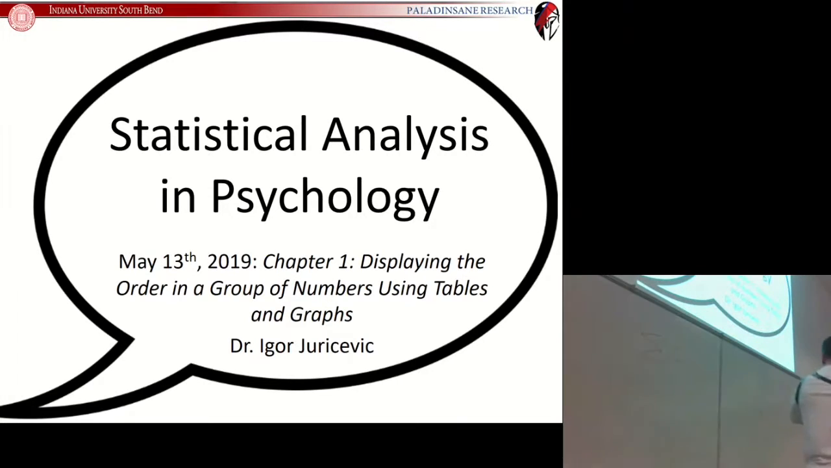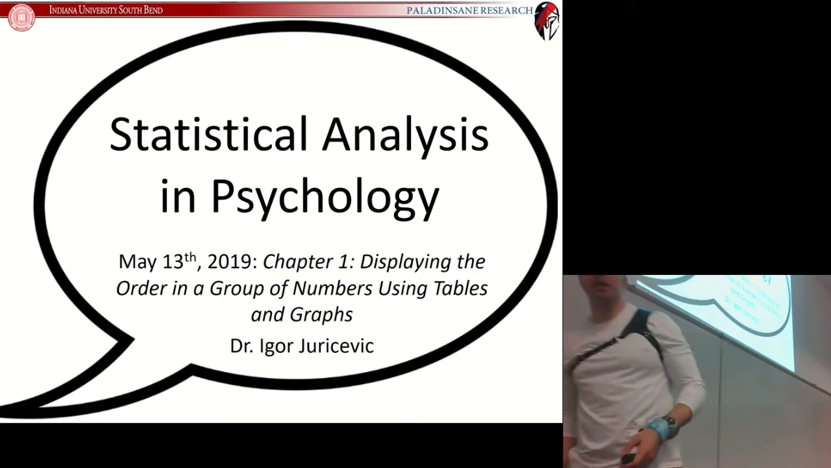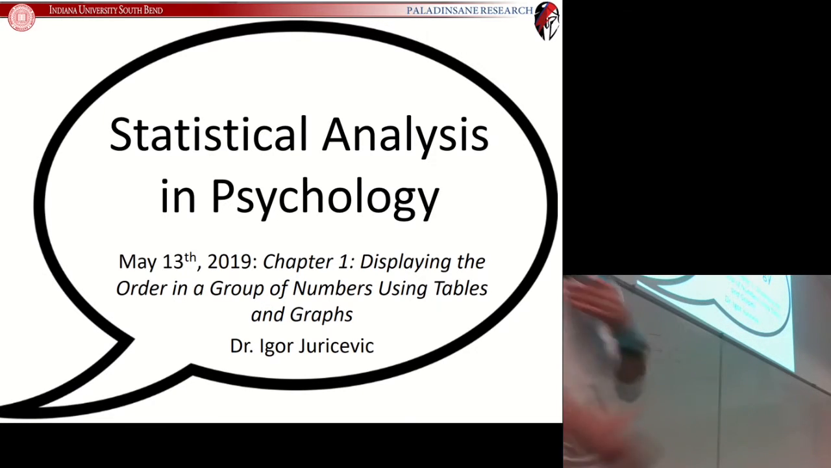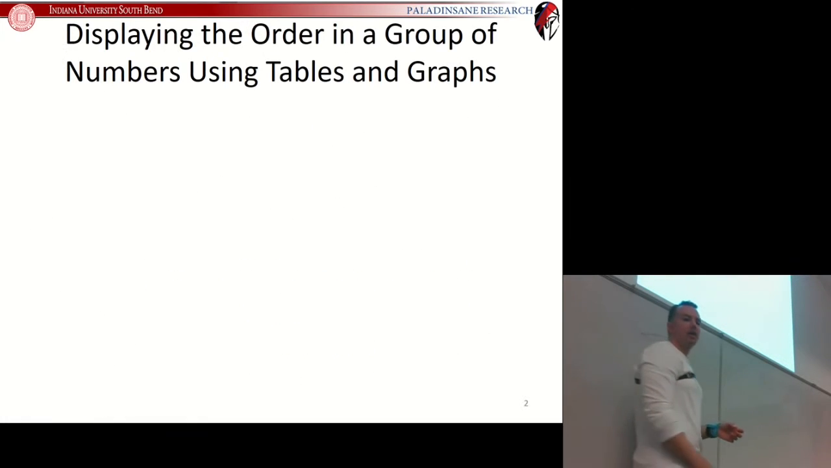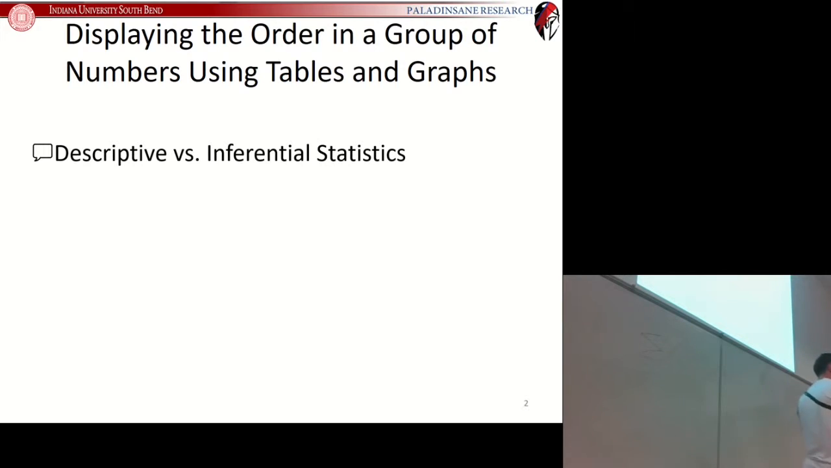All right, so let's get going on the last part of today's first meeting. What we're going to do right now is start our look at some of the stuff in the textbook. We're going to start Chapter 1, displaying the order in a group of numbers using tables and graphs. And we're going to look at an important distinction, the distinction between descriptive and inferential statistics.